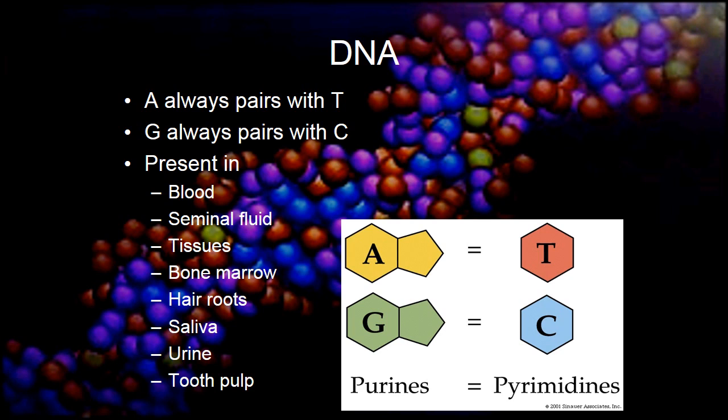So in a very broad overview, we're not going to get really deep in DNA, but the basic parts of DNA include A, T, G, and C, where A and G are purines and T and C are pyrimidines. That's very tough for me to say, so I won't try it again. But these are found in the basic elements of blood, also found in seminal fluid, tissues, bone marrow, hair roots, saliva, urine, and tooth pulp, so we can derive DNA from a lot.